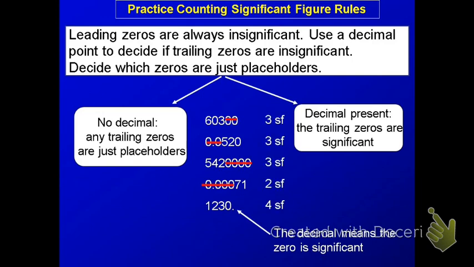So if we count the number of significant figures, we have 3 significant figures in the first value, 3 significant figures in the second, 3 significant figures in the third, 2 in the fourth, and 4 in the last.